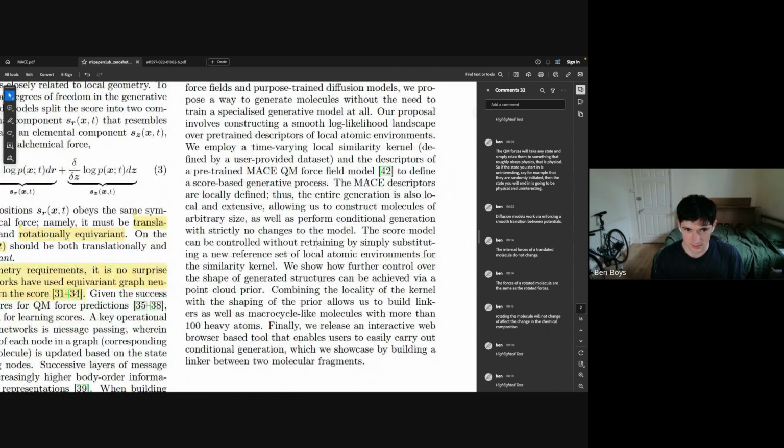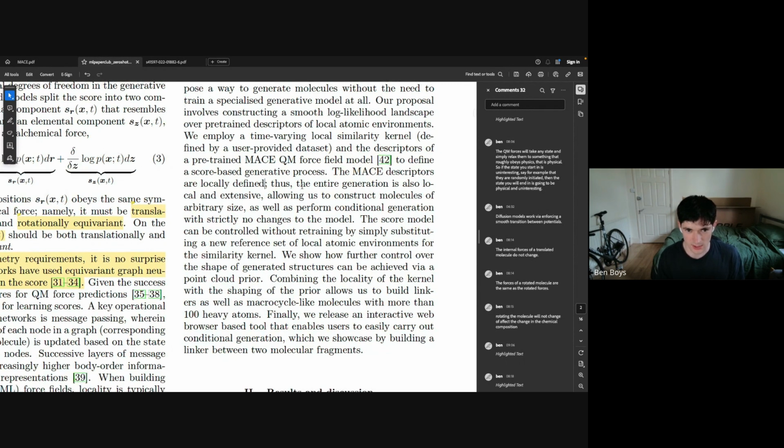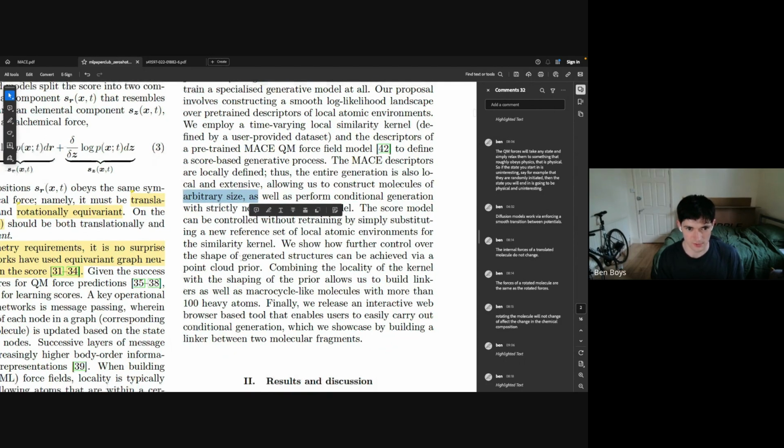And since training this physical potential, and parameterizing it in a way such that you can interpret the features as being local descriptors of atoms within a molecule, then the descriptors are locally defined because they each correspond to an atom. And so the entire generation is also local and scalable and extensive, allowing one to construct molecules of arbitrary size.